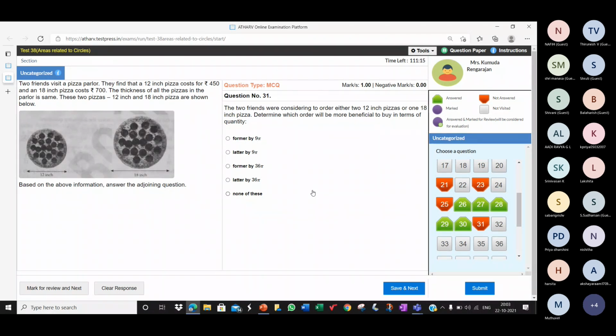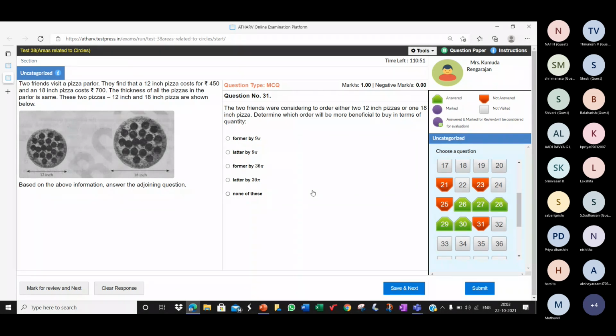Ma'am, for the former pizza, we have to do 2 into pi r square because 2 pizzas are there. Okay. And r is 6. And since in the options pi is given, we do not have to expand it into 22 by 7. Very good.